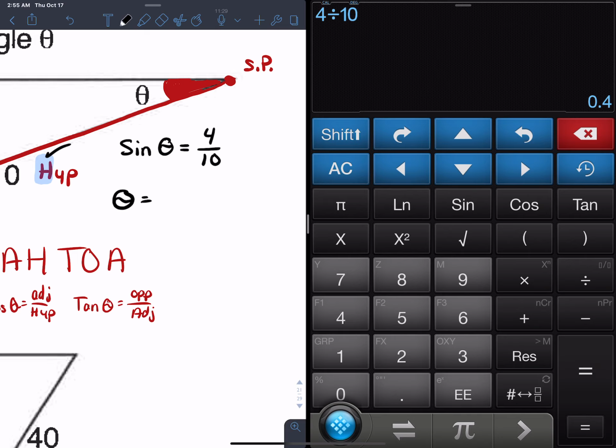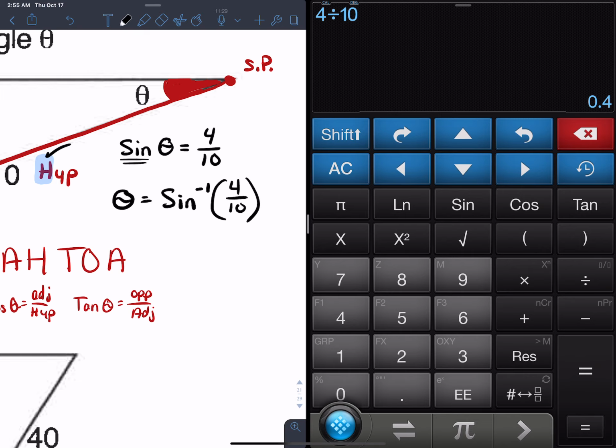Normally, let's say you wanted to get the 10 to the other side, you do just the opposite operation. Instead of dividing by 10, you'd multiply by 10. So if we're trying to get rid of the sine, the opposite of sine would be the inverse sine. Okay, so it's going to be inverse sine, and we're going to have 4 divided by 10 like this.